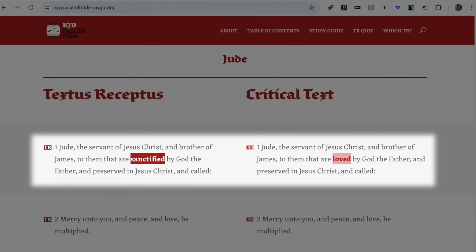Scrivener's TR reads, "Jude, the servant of Jesus Christ and brother of James, to them that are sanctified by God the Father and preserved in Jesus Christ and called." The NA28 reads exactly the same, except that it calls the recipients of the letter them that are loved by God the Father, not sanctified. This point is minor because plenty of other New Testament verses tell us we are sanctified by God, including Hebrews 2:11. You can read that on your own.